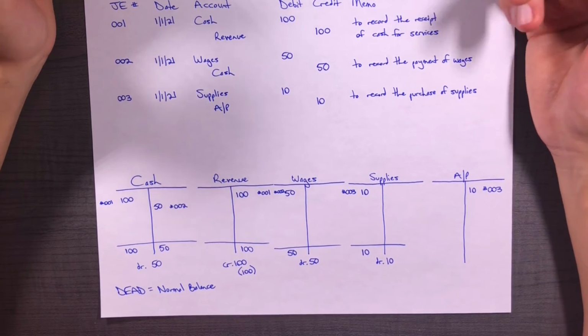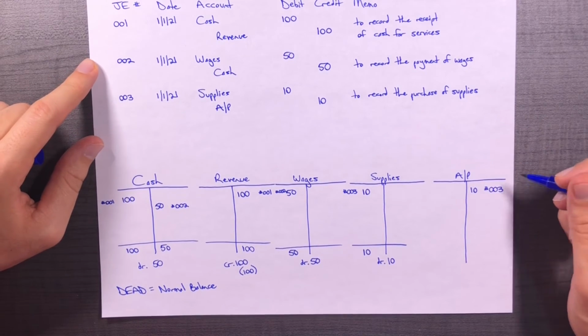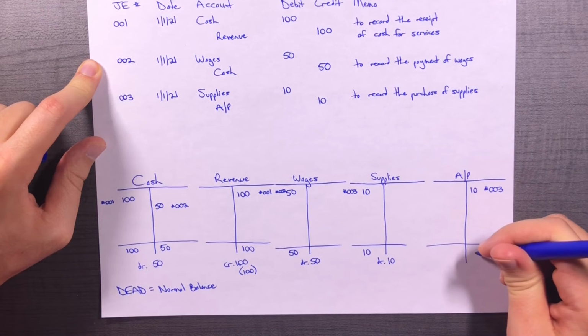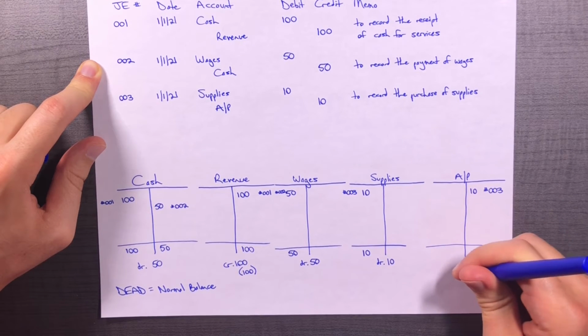The other account we have is accounts payable, a liability, and it had an ending balance of $10 or minus 10.